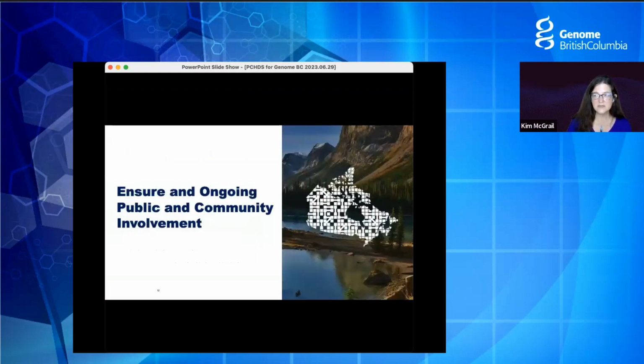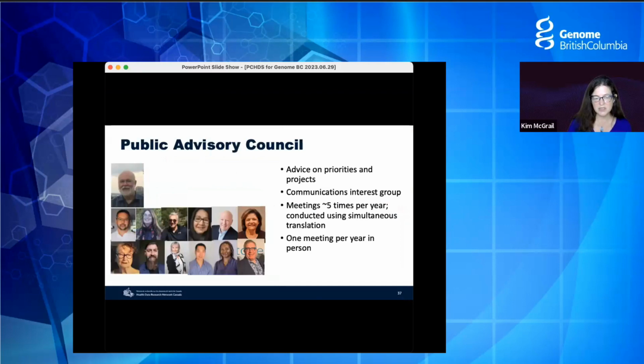And then the last objective, the 5th one, is ensuring ongoing public and community involvement. So we have a public advisory council chaired by Frank Gavin. It's a diverse group of members of the public from across the country, and they provide us advice on projects and priorities that we should be undertaking and how we can best communicate what we're doing with health data to broader members of the public who maybe don't have so much idea, but at least may have some interest. We have a very strong commitment to transparency about what we're doing.